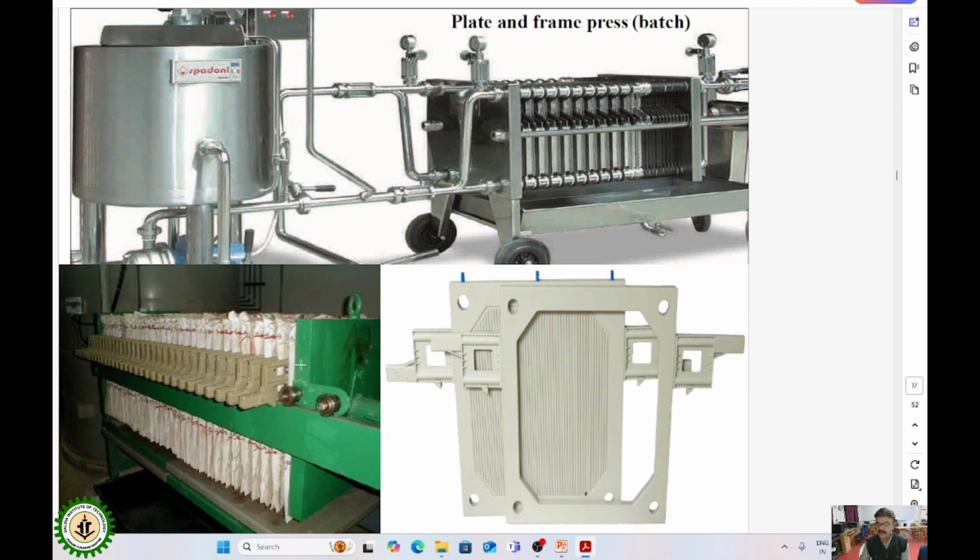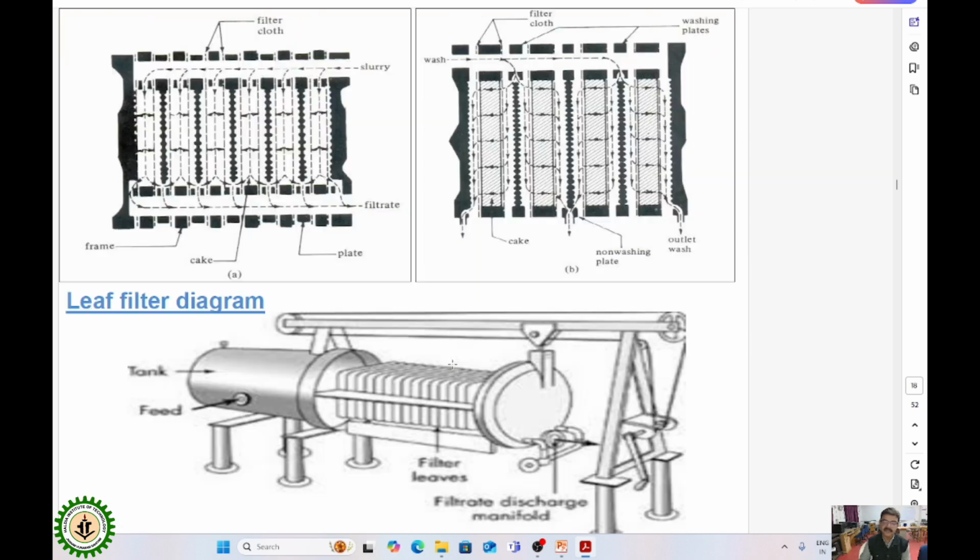In this way, several plates are there, several frames are there. Several frames means several filtering media are there. So ultimately, from the opposite end, the clarified liquid in the form of filtrate comes out.